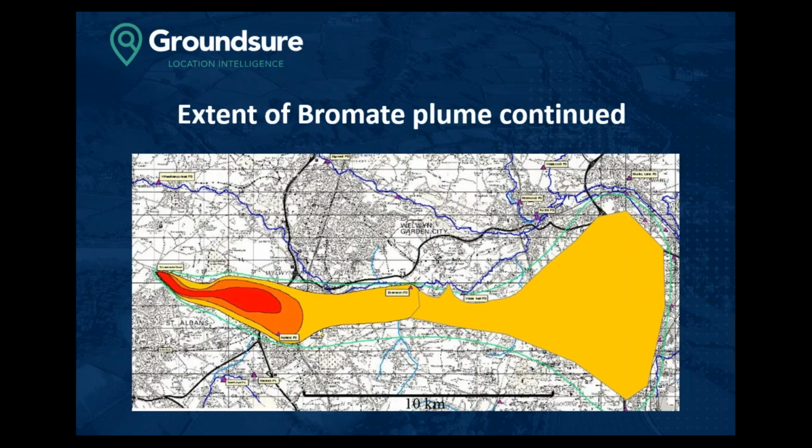And this diagram shows the extent of the bromate plume. Now, it's pretty massive, but it is worth mentioning that the contamination shown here is below the surface of the land, so not necessarily at the surface, as it's groundwater that's been contaminated. So housing estates built on top of this area may not necessarily be contaminated, but the groundwater beneath is under remediation.